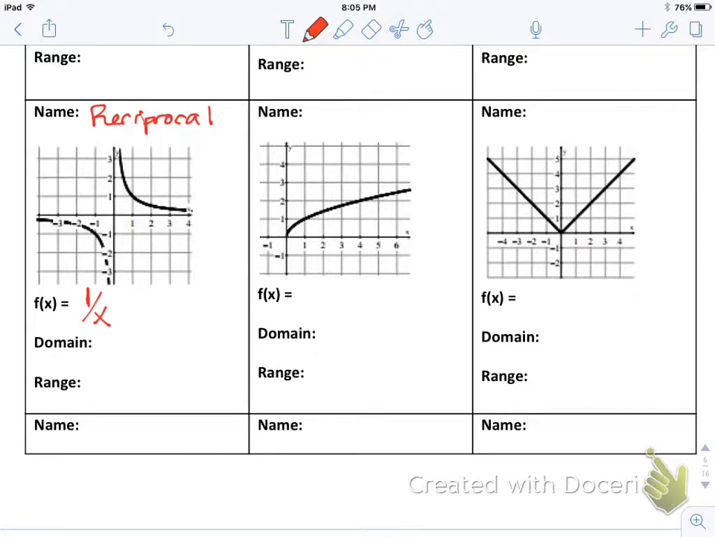Let's go to the reciprocal function. I don't know if your notes are in the same order, but find it somewhere. Take a second to do so. It's 1 over x. This one has all kinds of cool stuff.